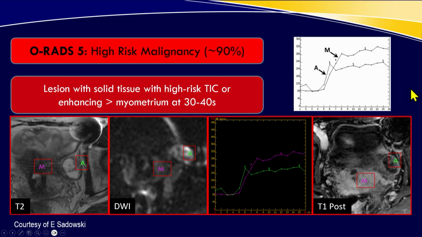And this curve, when you compare them, you can see that the adnexal mass has a steeper slope than the myometrium. And this is worrisome, and this would put you into the O-RADS 5 category of high risk for malignancy. Again, you want the region of interest on the largest part of the solid enhancing part of the adnexal mass and compare it to a normal myometrium. Obviously, you don't put your region of interest on a fibroid or an adenomyosis. You have to find normal myometrium in the adjacent uterus. Hopefully they have their uterus.